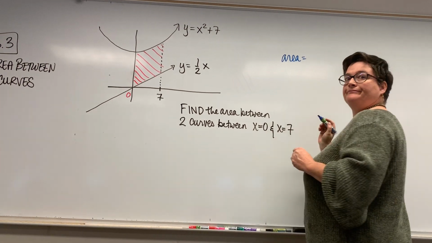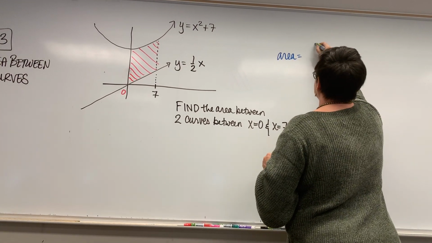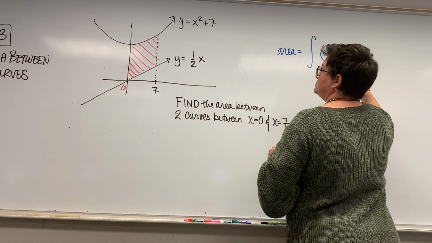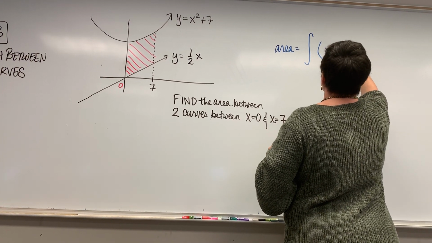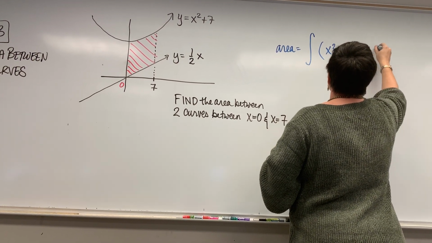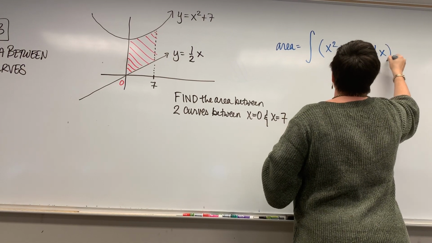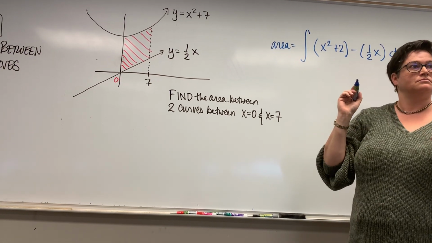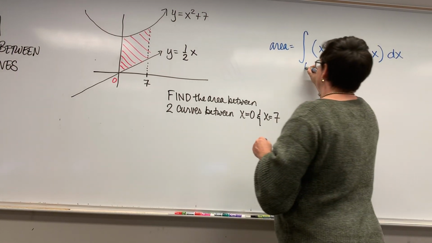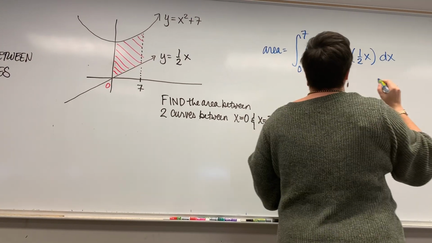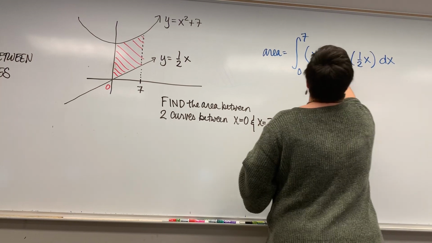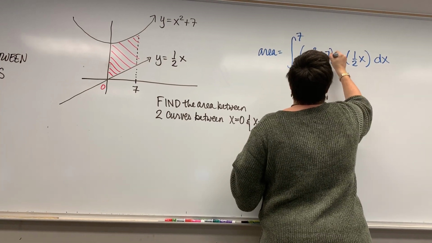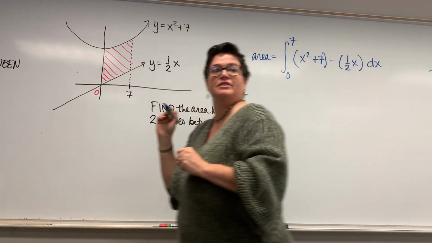Talk to me. Who's top? Y is equal to x squared plus 7. Who's bottom? Y is equal to half x. We're going from where to where? 0 to 7. Fedela, it's 7, not 2. Oh, yeah. Fedela and Helena, were you the two that caught that?